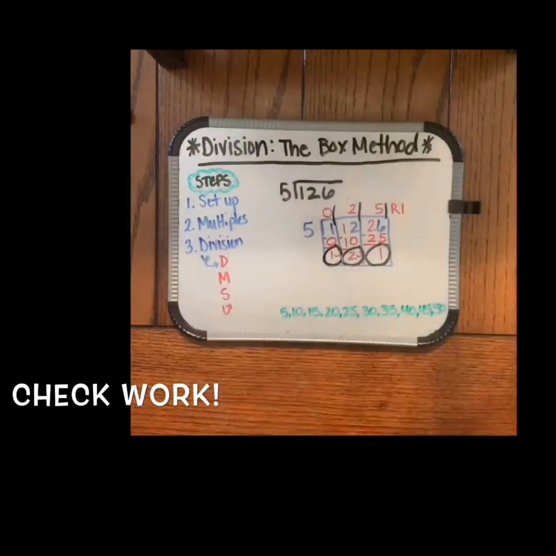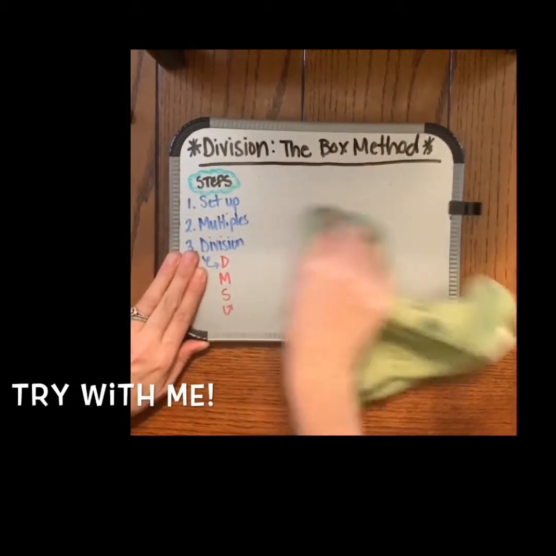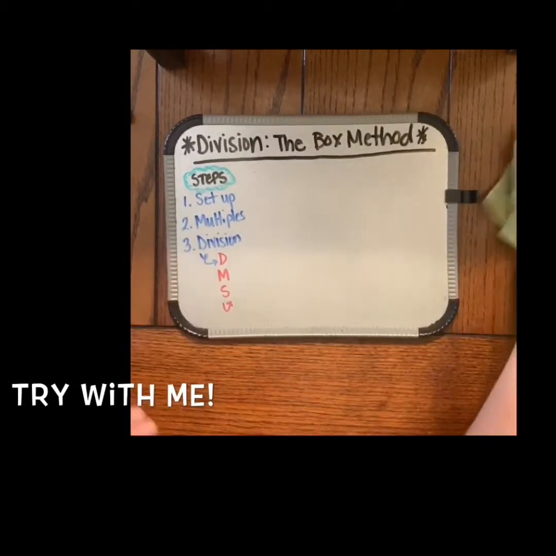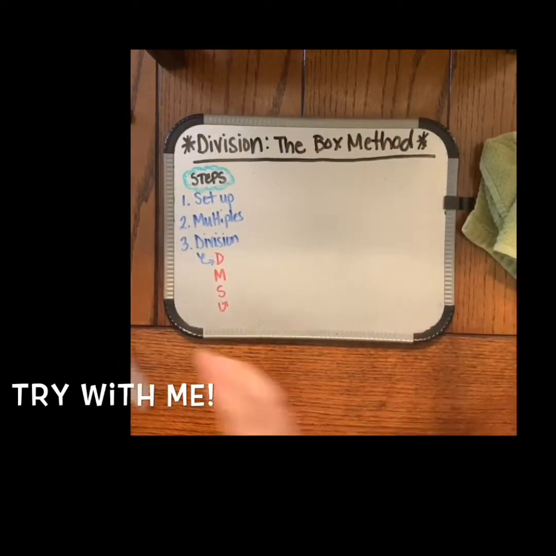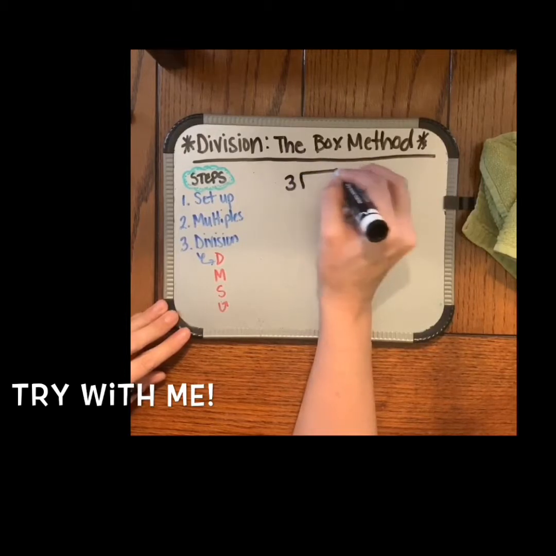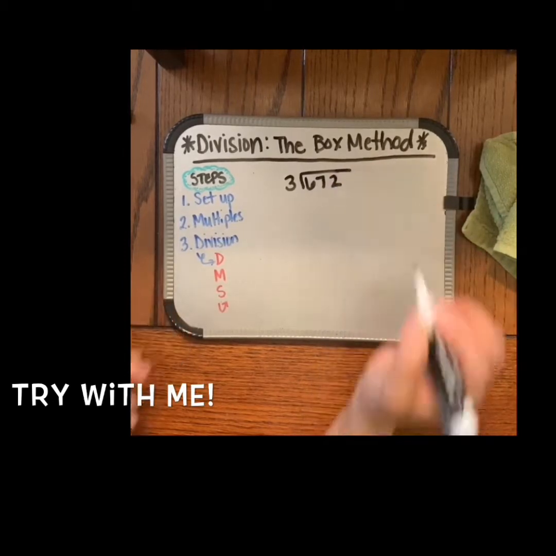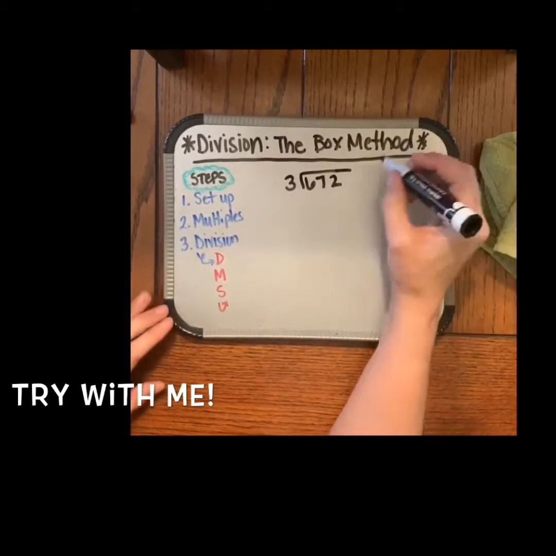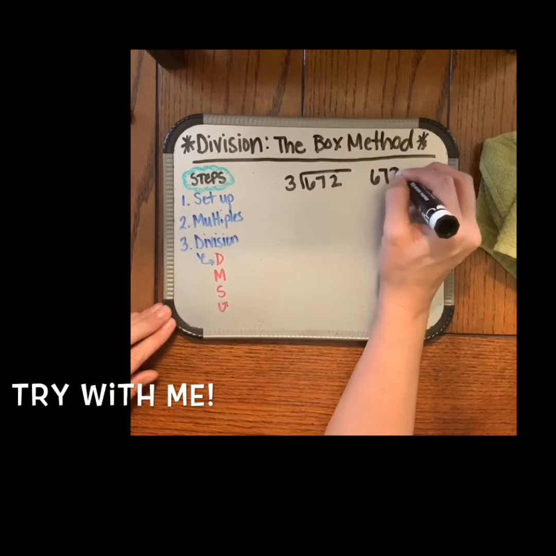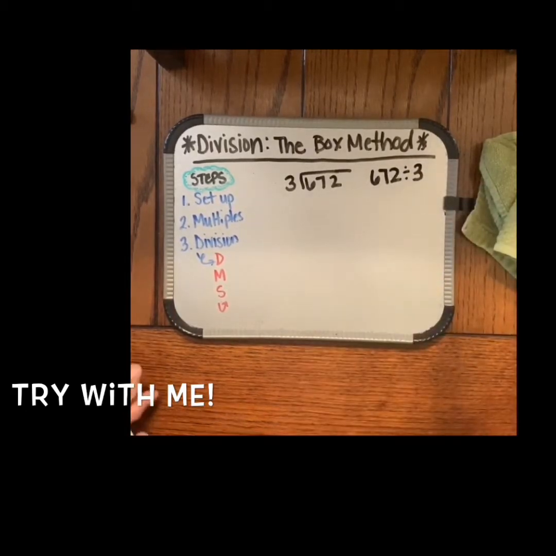Let's try another one. And I would like you to try it with me. So we're going to go step by step. So say I have the problem, let's do, say 672 divided by 3. Or you might see it like that. Both ways mean the same problem.